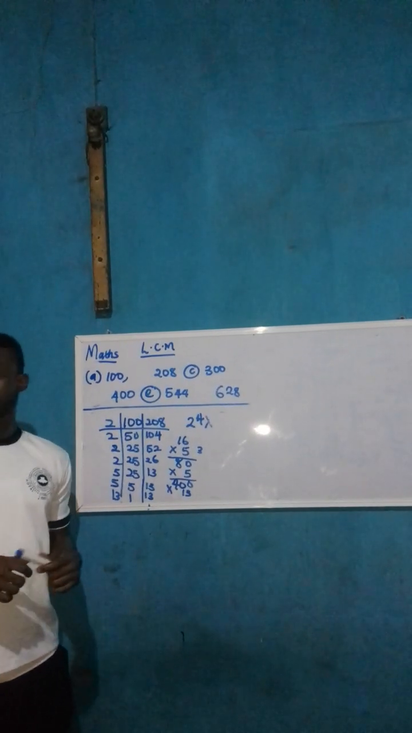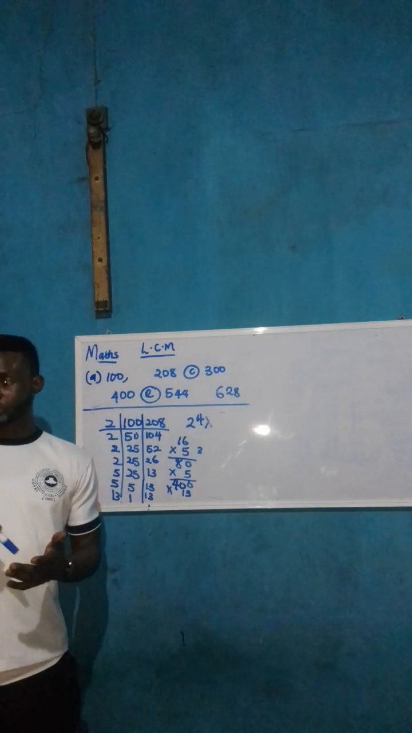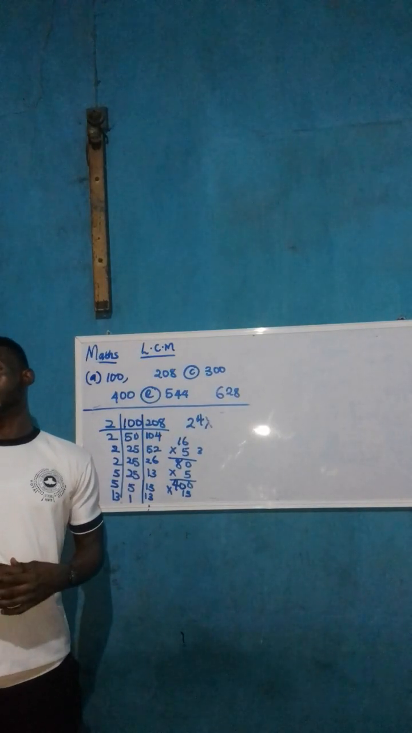Okay, but the lowest common multiple is 2, 3, and 5. So that is the LCM. So don't call it 1,200. That's not the LCM.